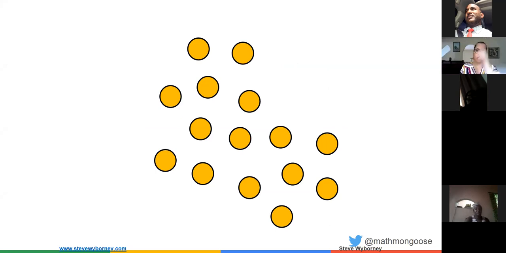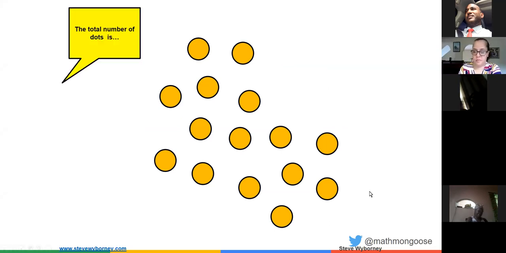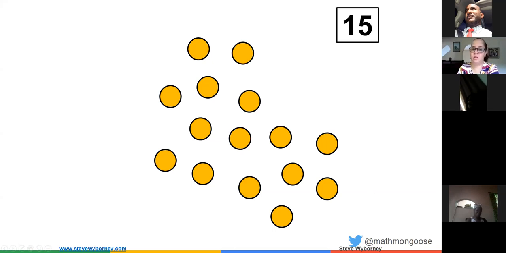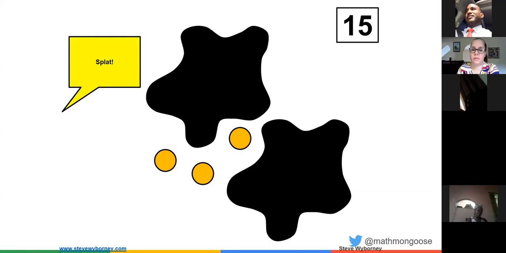How many dots are there now? Quick, how many dots? I'm seeing 15, a lot of 15, correct. There are 15 dots. Oh, splat, look what has happened now.